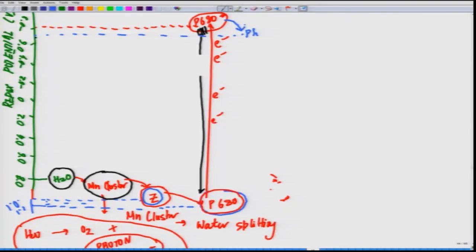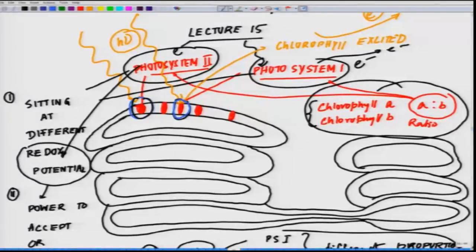The electron hops like this. From pheophytin, the next redox potential where it goes is 0.4, which is QA. As soon as you see this, technically QA has a higher power to accept an electron, but there is something very interesting. Spatially, in terms of space, pheophytin is much closer to P680. Physically, if I go back to the very first lecture, the electron acceptors are arranged in a spatial location like this. So when the electron is hopping, it is hopping like this.